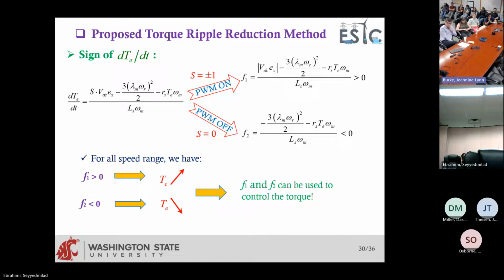It means the torque is increasing. And when PWM is off, the rate of change of torque is negative. It means that it's decreasing. So we can use this to mitigate the torque ripples.